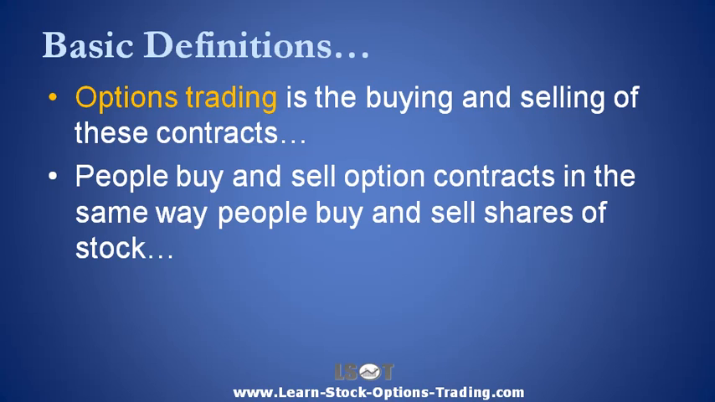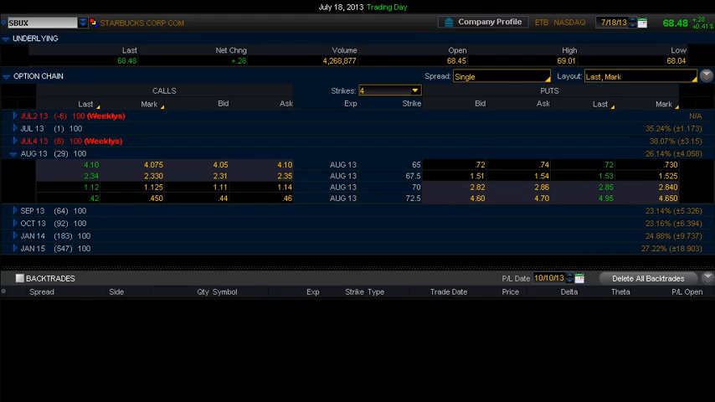So let's look at an option chain right here. I will fully explain how to decipher this confusing looking thing, but an option chain is nothing but a list of all the options that can be traded for a certain stock. In this case, the stock is Starbucks.